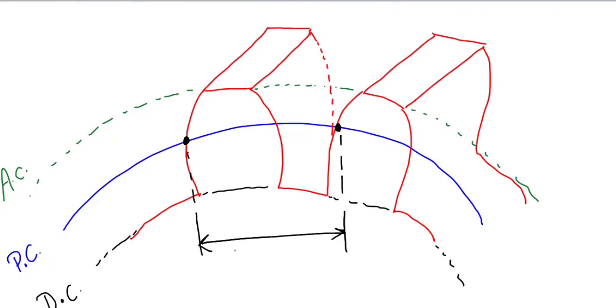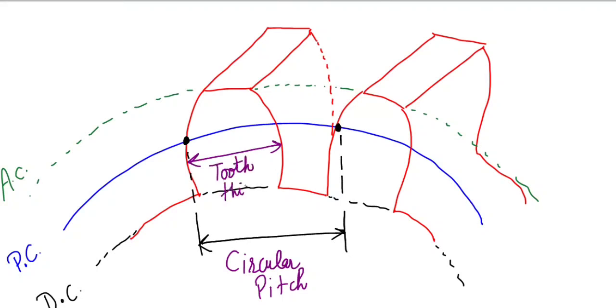So this distance is known as the circular pitch, and most of the numericals include this circular pitch every time. So radial distance, not straight distance, circular pitch. Can you see that, Anjali, that this is what? Tooth thickness or not? Tooth thickness is this one, na Anjali? Tooth thickness. Yes, sir.